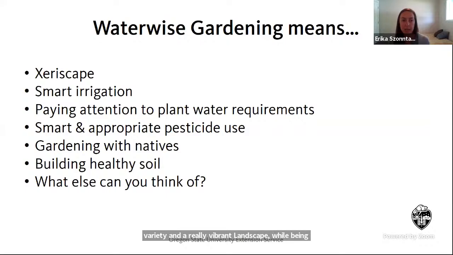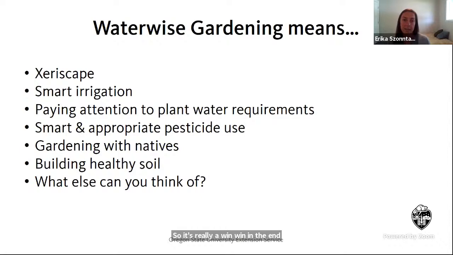Waterwise gardening also means using smart irrigation practices, paying attention to plant water requirements, smart pesticide use like we talked about, gardening with natives, and using all of these approaches will help you reduce your water use. It will also bring down that water bill. So, a pro of waterwise gardening is saving time and money. Saving money on your water bill, on irrigation equipment, for example. And once a waterwise landscape is established, it tends to be really low maintenance. So it's really a win-win in the end.